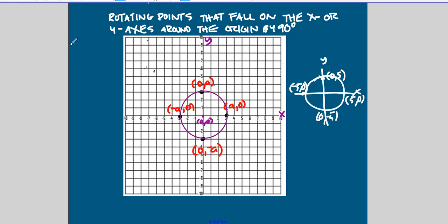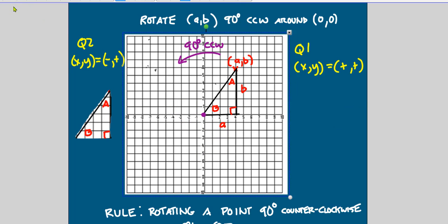Okay, so for the rest of the video we're talking about points that are not on the axes. We're going to take a single point here, A, B, and rotate it 90 degrees counterclockwise. CCW stands for counterclockwise, CW will stand for clockwise. We're going to rotate around the origin right here, 0, 0.